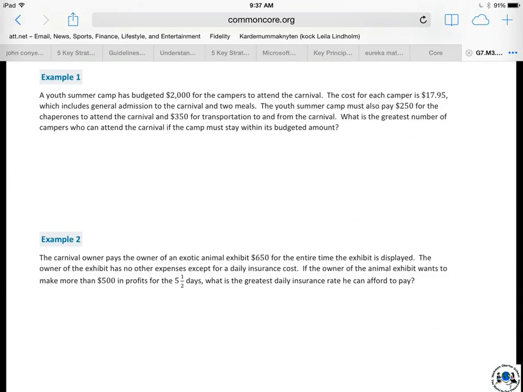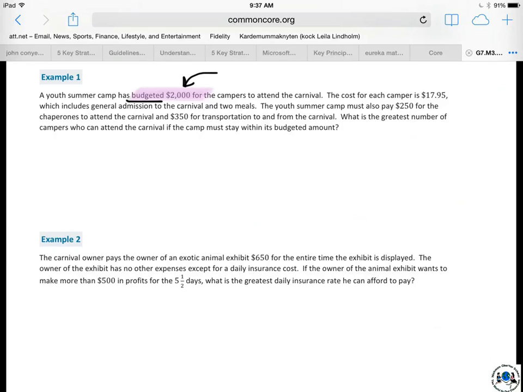Okay, so let's move on to a few examples here. This is example 1. A youth summer camp has budgeted $2,000 for campers to attend the carnival. When an organization budgets something, that means that's the amount of money they have. You cannot go over. There's no more than $2,000. You budget for something, that's how much they put into the account, and it can't go over.